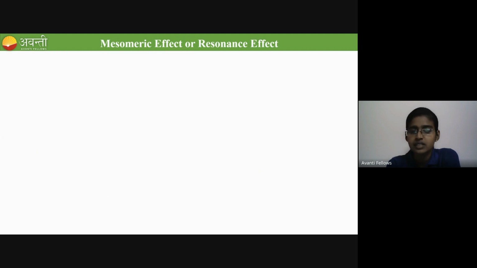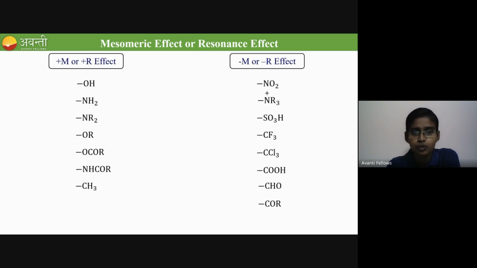Now we should know who are the plus R groups and who are the minus R groups, right? Then only we can say that this particular group will withdraw the electron or this group will donate the electron. Then only you can draw the resonance structure. So I'll give you a list of plus R groups and minus R groups on the screen. You can take a screenshot of it or you can note it down.